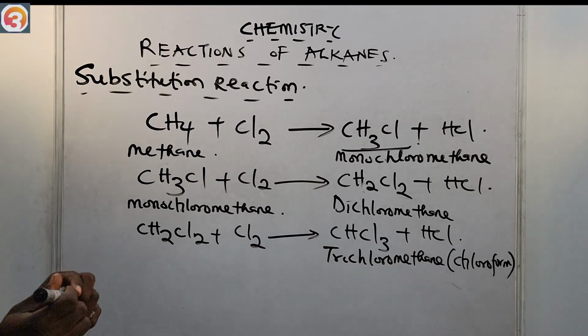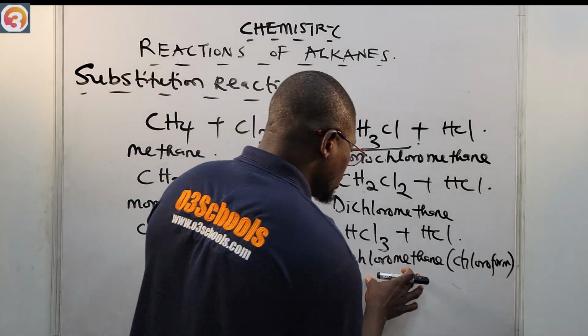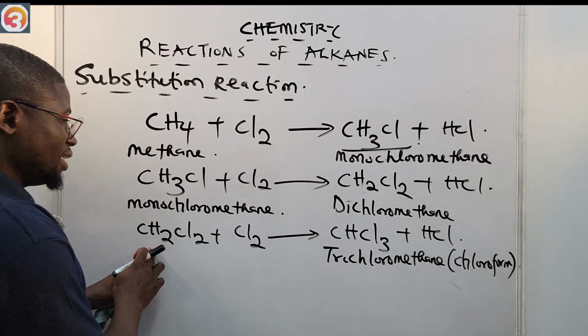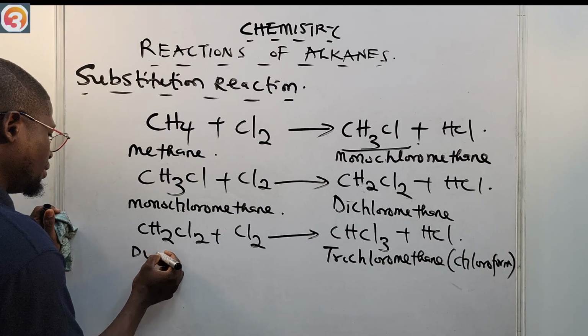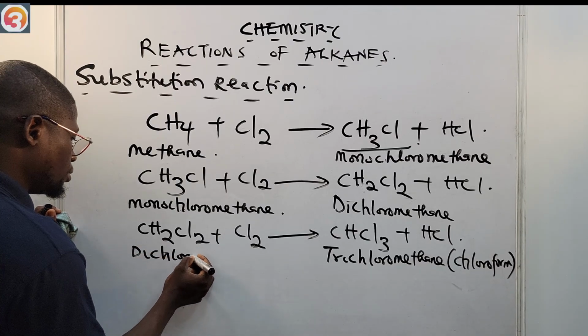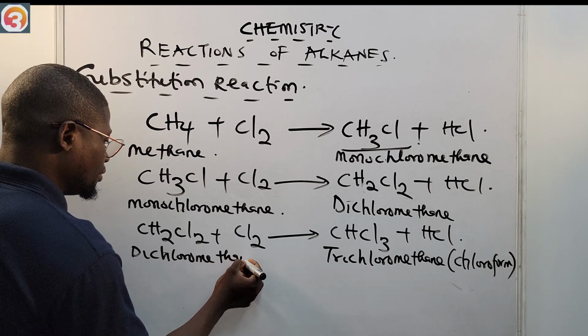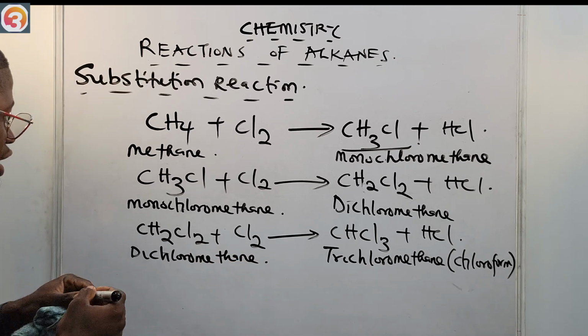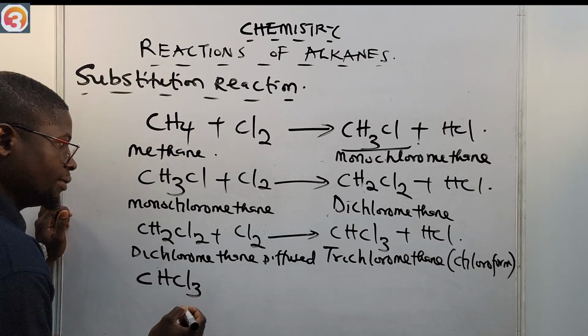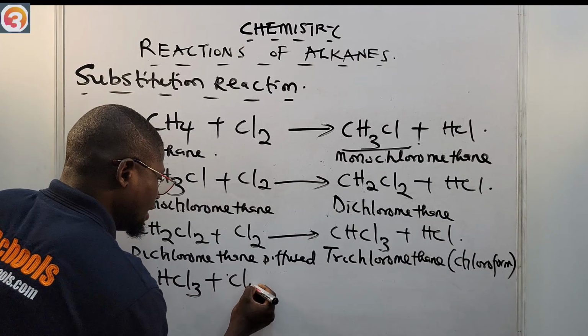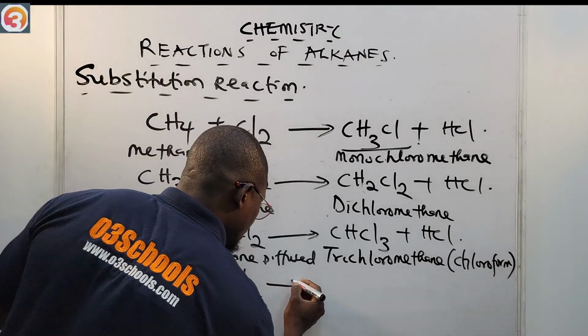Now, for the last and final stage, it is this. Chloroform reacting with what now? With chlorine. Okay, so now for the last stage, we're going to have CHCl3, then plus what now? Cl2. Okay, so this will give us what now?